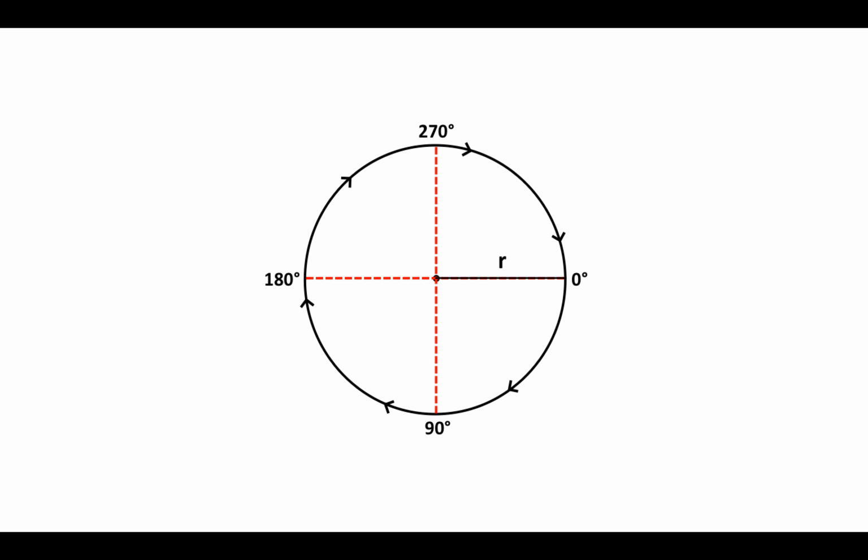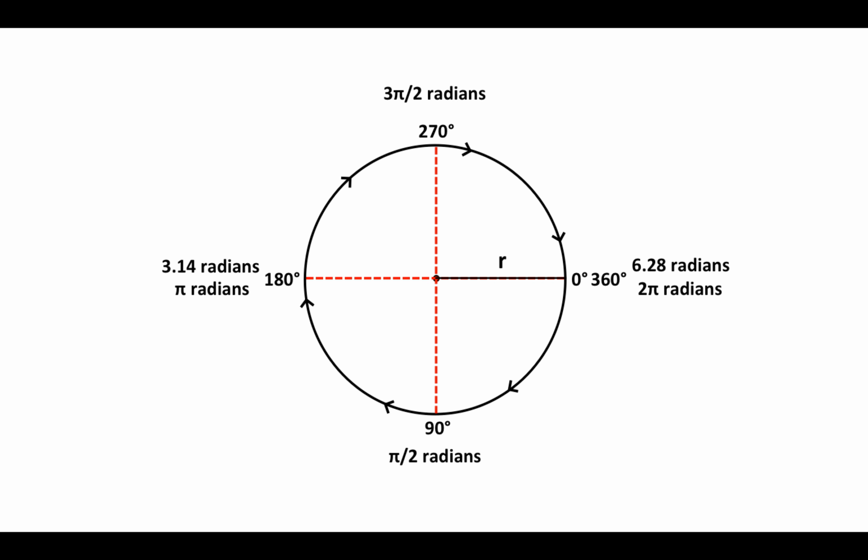Now at 180 degrees, I have 3.14 radians. 3.14, of course, is pi, so that is pi radians. At 90 degrees, I have pi over 2 radians. At 270 degrees, I have 3 pi over 2 radians. Here at 0 degrees or 360 degrees, I have 6.28 radians, which is 2 pi radians.